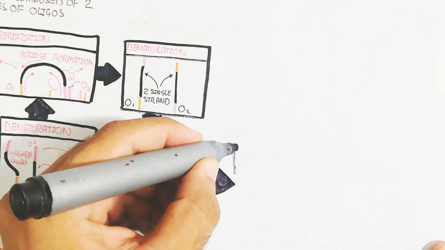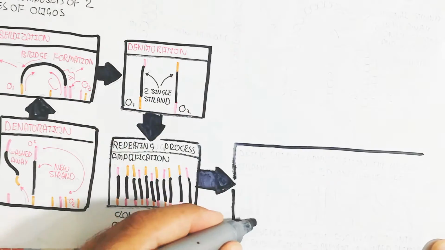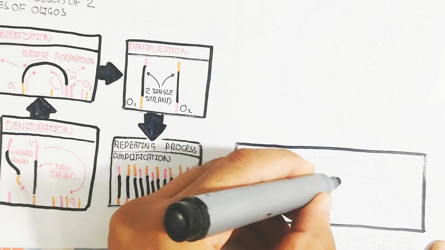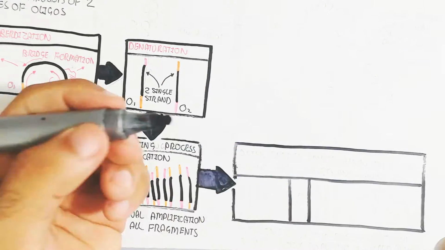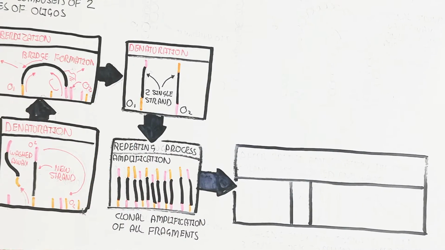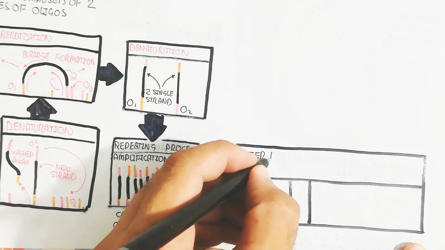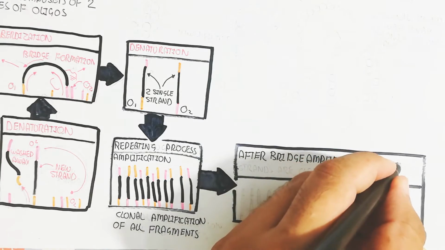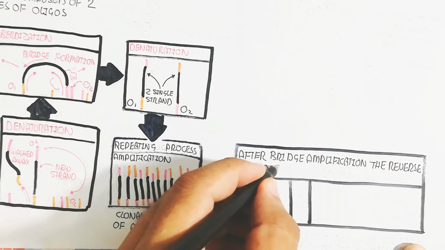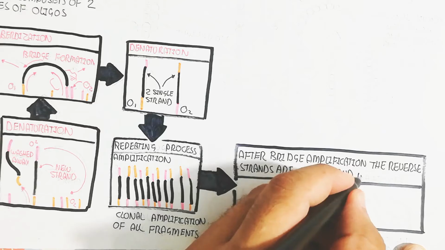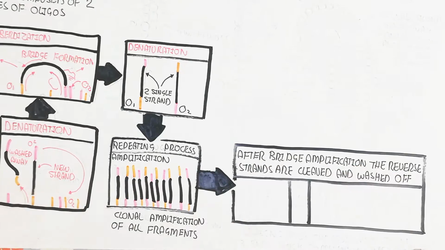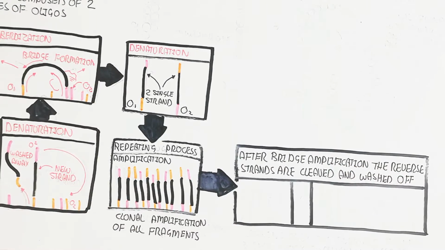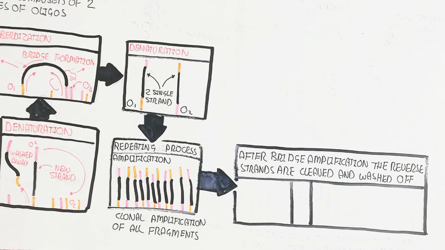So after bridge amplification, the reverse strands are cleaved and washed away. What does that mean? Some will bond with oligo 2 and some will bond with oligo 1 on the surface of the flow cell, and in this way, after bridge amplification, the reverse strands are cleaved and washed off, sorry, washed off, not washed away.